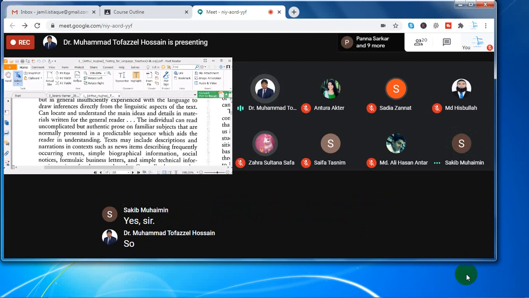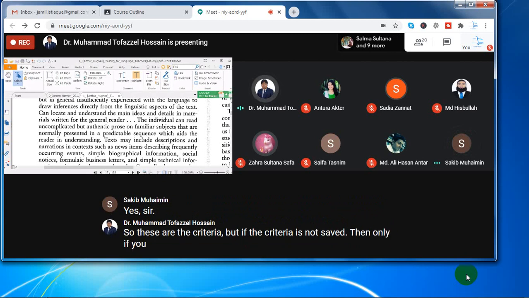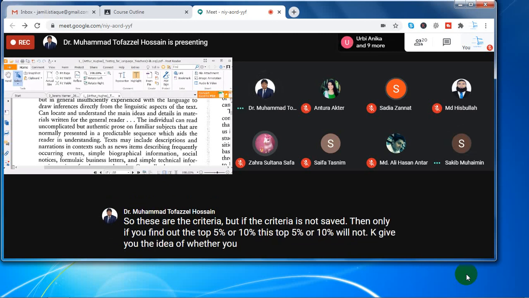So these are the criteria. But if the criteria are not set, and you only find out the top 5% or 10%, this top 5% or 10% will not give you the idea of whether you are good or bad, whether you are capable or not.